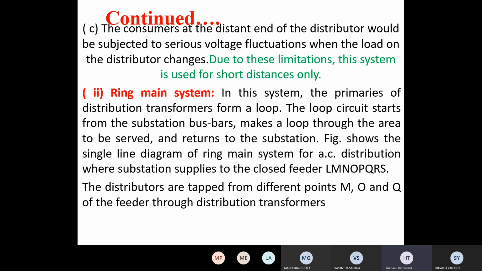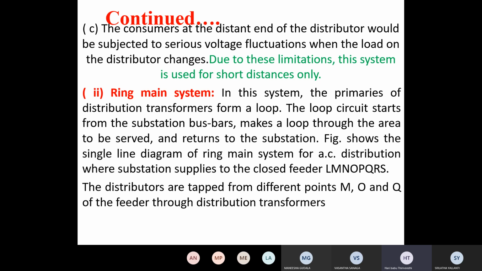Next, the consumers at the distant end of the distributor would be subjected to serious voltage fluctuations as the load on the distributor changes. So this is also a problem. Voltage fluctuations occur because of load variation. Why load variation? Because it is heavily loaded. So that is the first disadvantage. Third, because of heavy loading, voltage variation occurs. Because of voltage variations, voltage fluctuations occur on the distributor. So these are the main disadvantages.